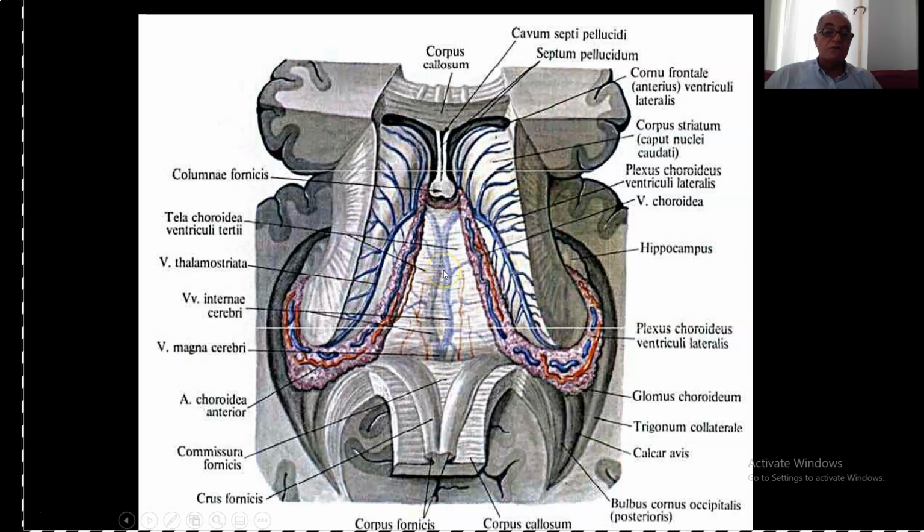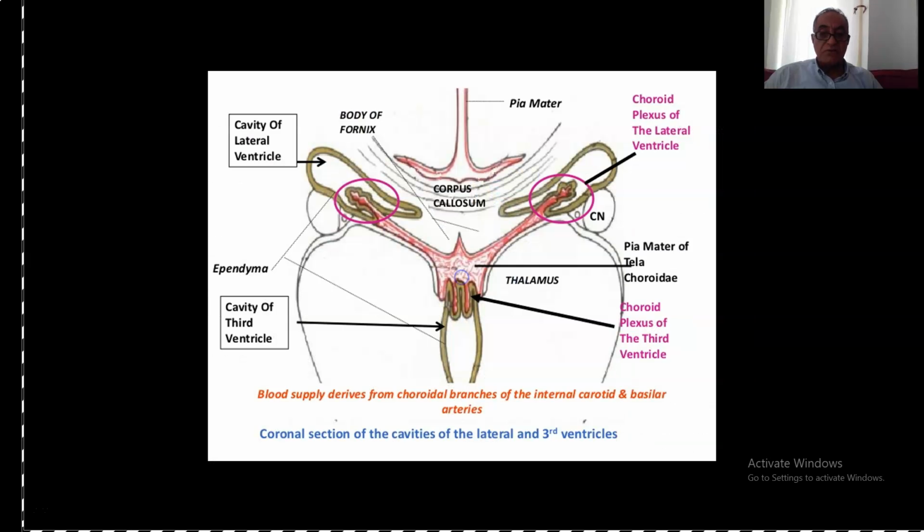Between the two layers of the tela choroidea, there is a space at the roof of the thalamus called the cisterna velum interpositum, and this space contains the internal cerebral veins, which, as we said before, are formed by the junction of the thalamostriate and the septal vein, and the medial posterior choroidal arteries, which supply the medial and superior part of the thalamus.